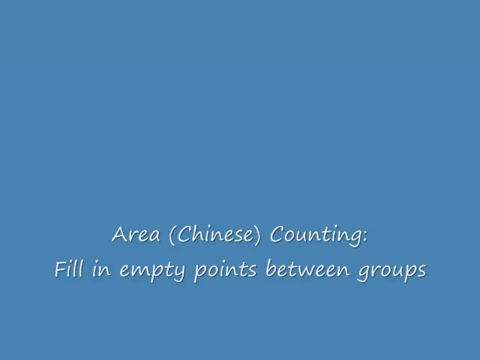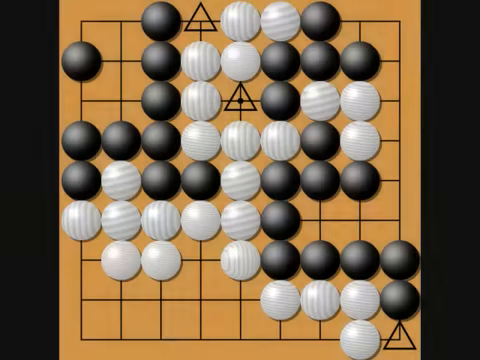For instance, if we go back to our sample game, the triangle points here are the ones you would need to fill in. These are called dame points. In territory counting, these don't count for either side since they aren't surrounded. But in area counting, having stones on these points does add to your score.